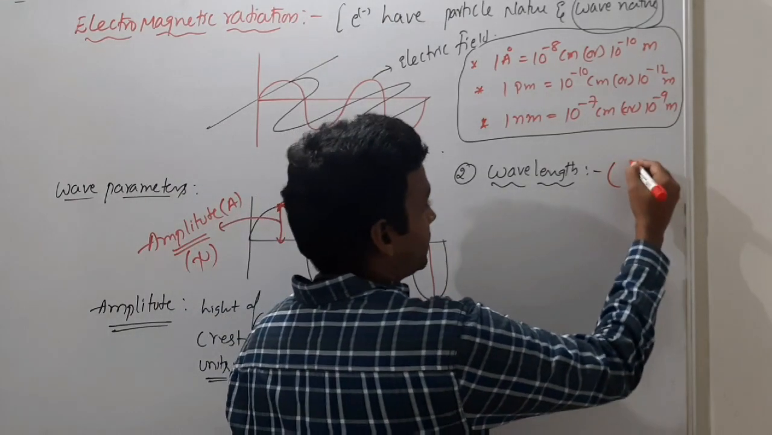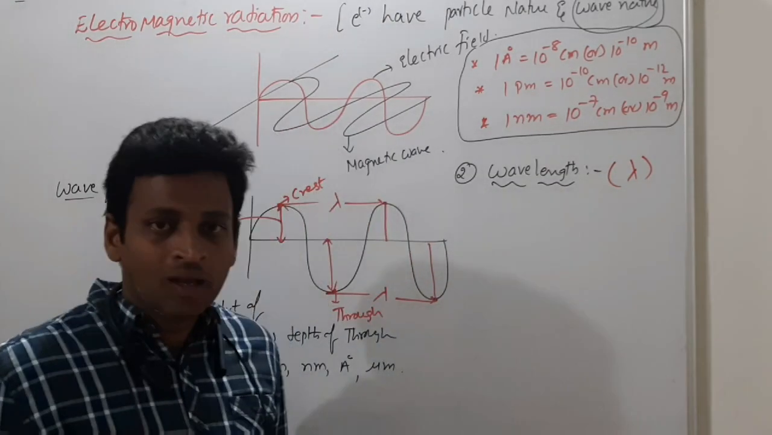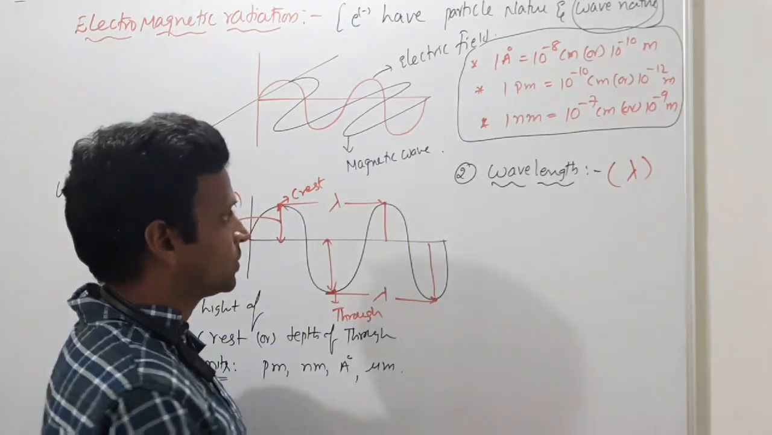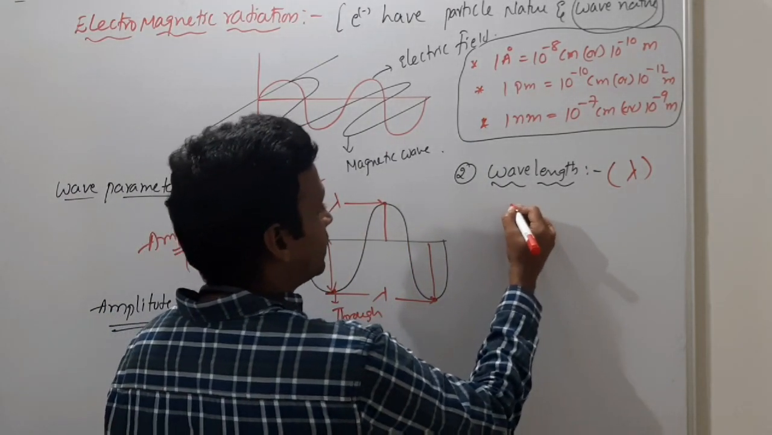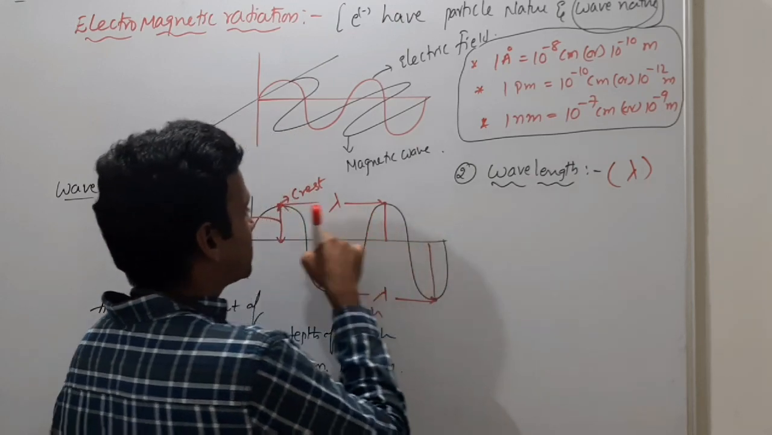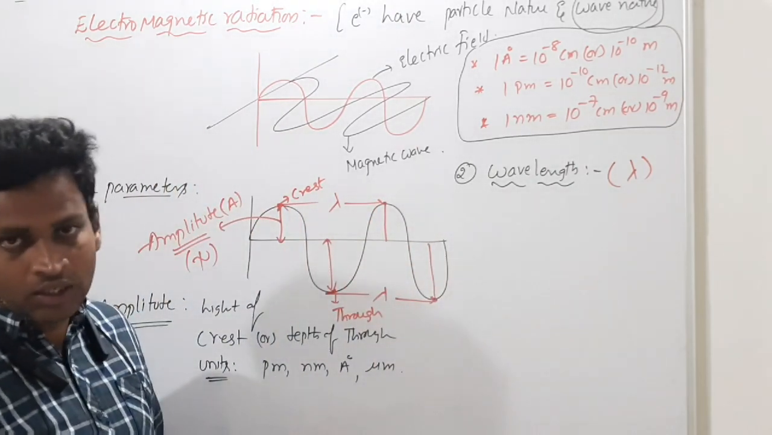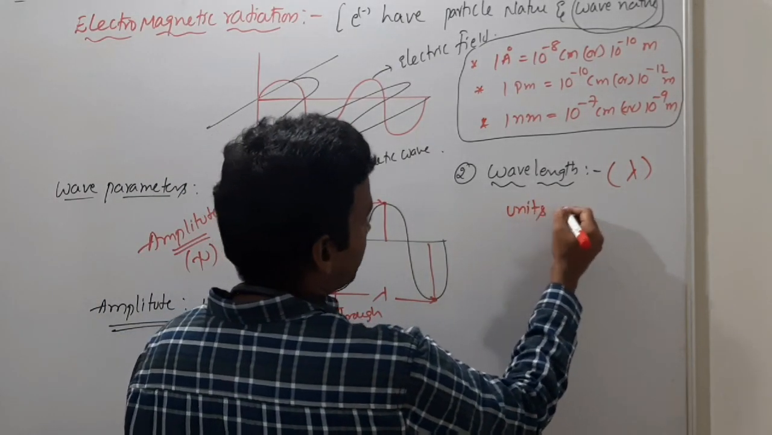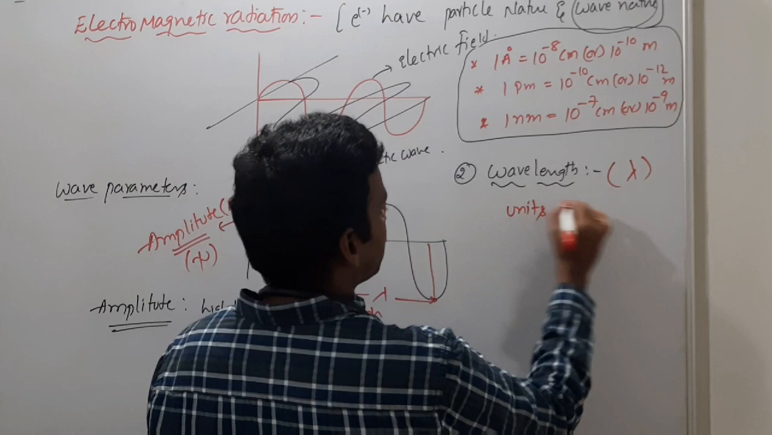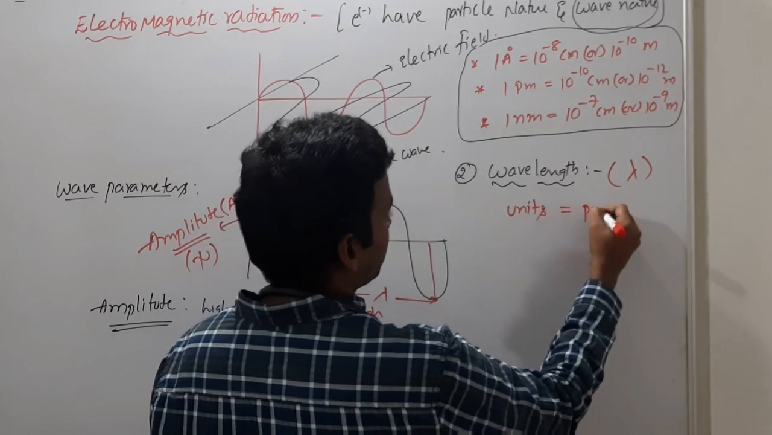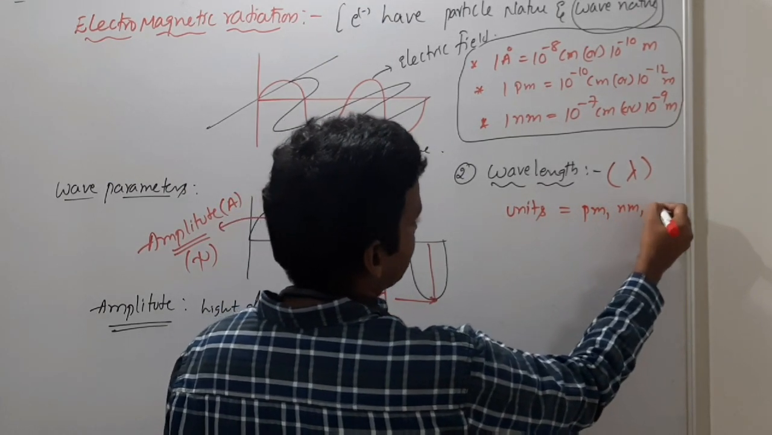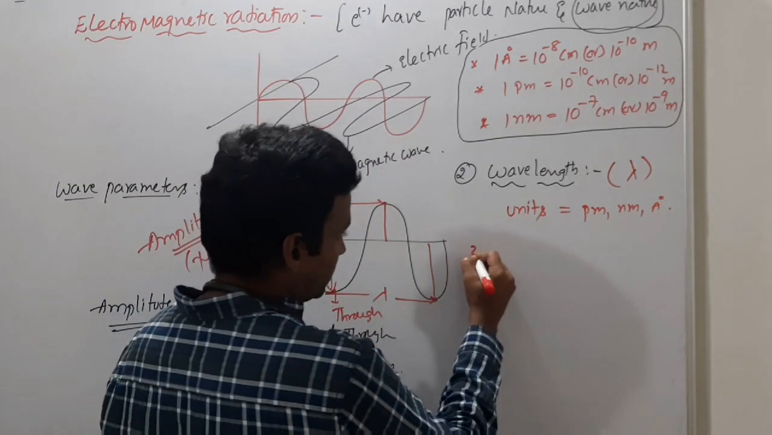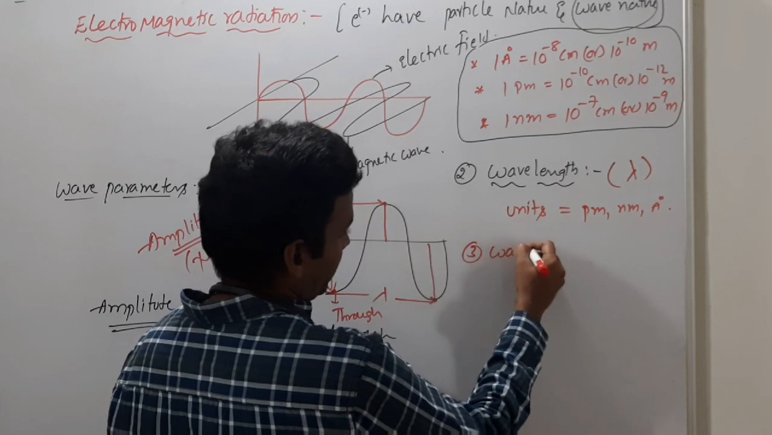And wavelength is represented with lambda. Wavelength is represented with what, sir? Lambda. So what is wavelength? The distance between two successive crests or troughs is called wavelength. And wavelength also has units. Units are the same, sir. Distance only, no? So picometer, nanometer, angstrom, these are also for wavelength. And the third one is wave number.